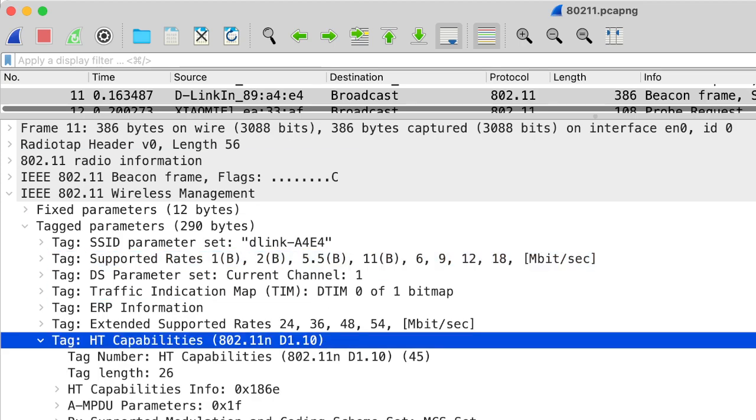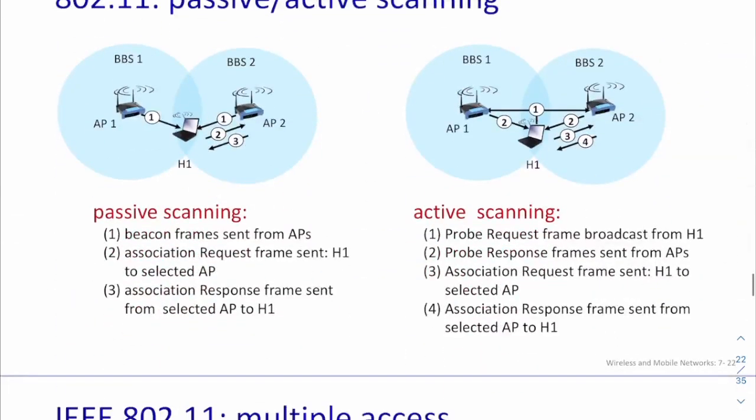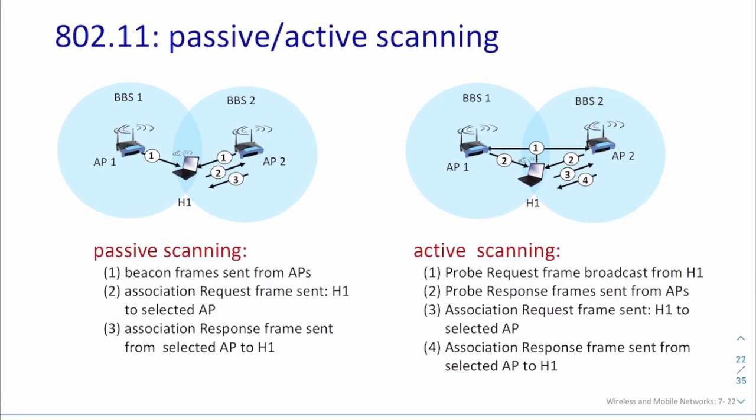Okay, let's go back to the slide. Okay, so that is how a new arriving host gets information about an access point. So we have passive scanning. The first step is that the AP will periodically send the beacon frames out. So when you arrive at the BSS, you can always sense those beacons. Okay, so you can then associate with the access point by using another frame called the association request frame.